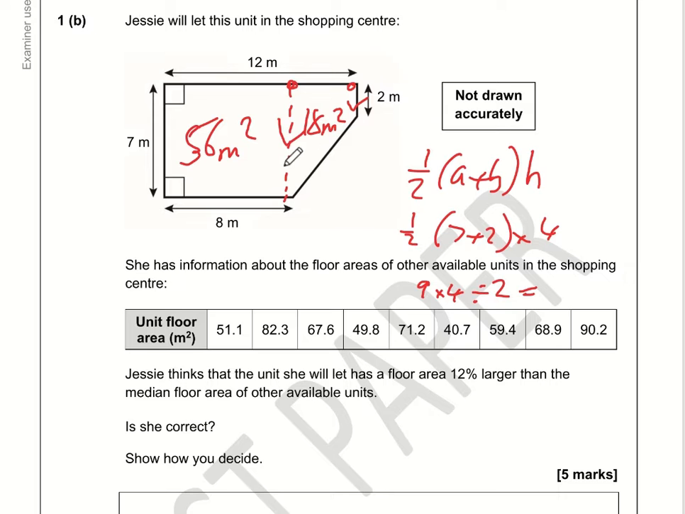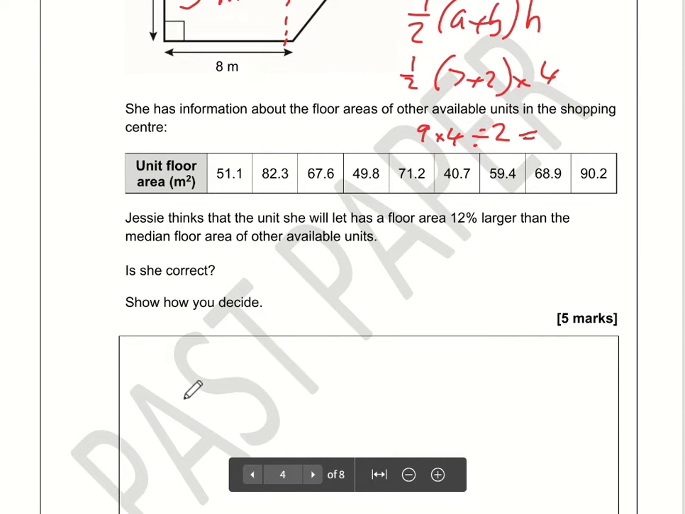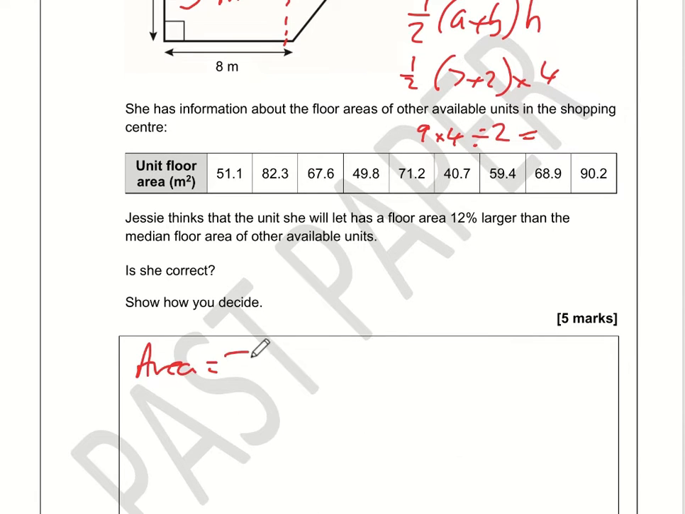So overall it's 74 square meters. So the area is 74 meters squared. All these workings should be in this box as well. I just didn't want to be scrolling up and down the whole time.